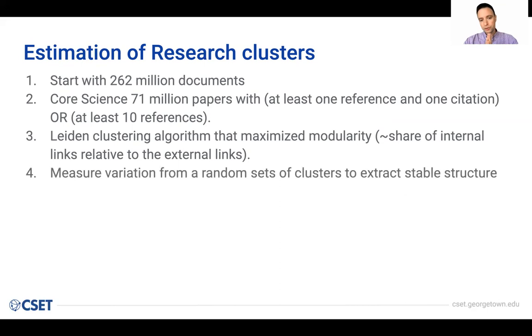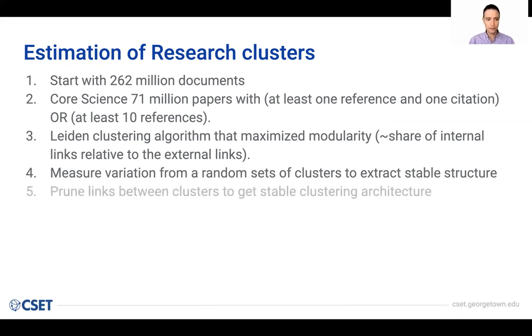Then we measure the variation in our clustering map using several random sets of clusters. So we cluster our data several times and measure how many times the papers switch their clusters. Because we want our clusters to be stable and not driven by some kind of random variation in our algorithm.